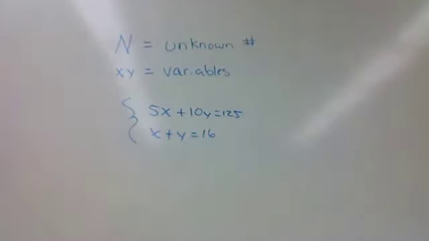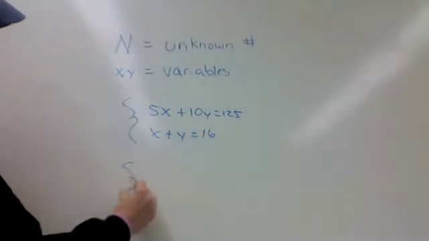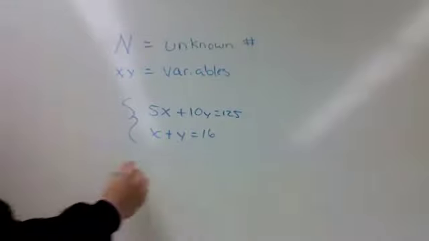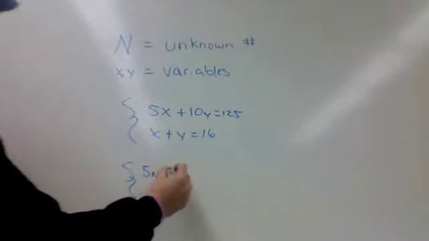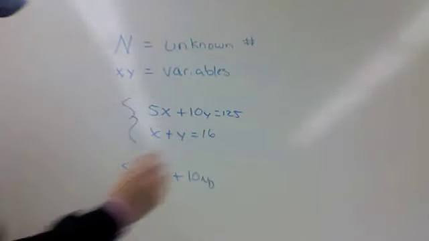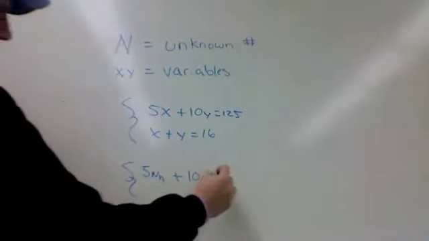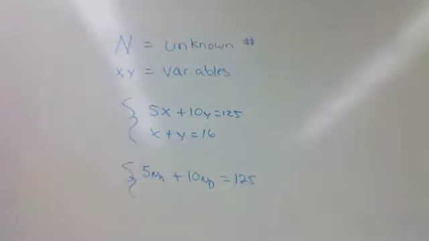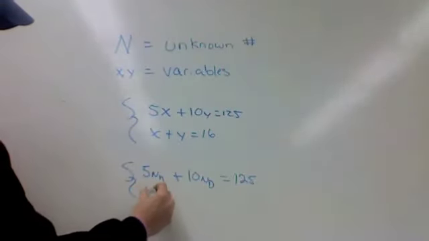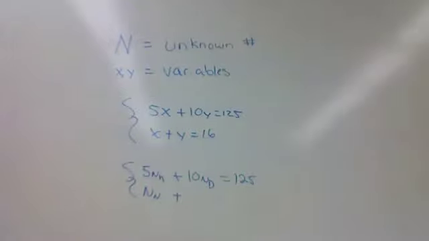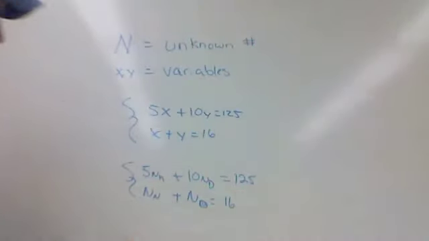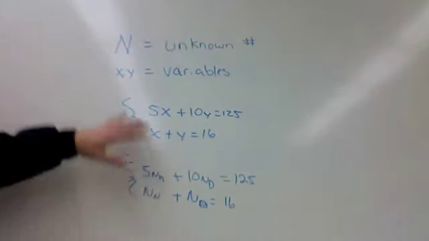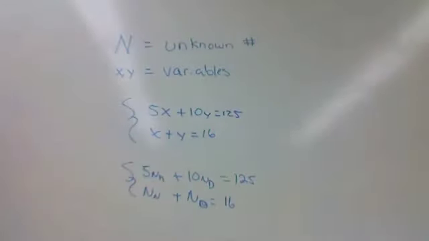But now this time, we're actually going to look at a problem that's going to look something like this: 5 N sub n plus 10 N sub d equals 125. And then we'll also have that N sub n plus N sub d equals 16. So these are called subscripts. So you can see here, we still have basically the same problem, but we have subscripts instead. And so we'll go ahead and show you how to answer this problem here.